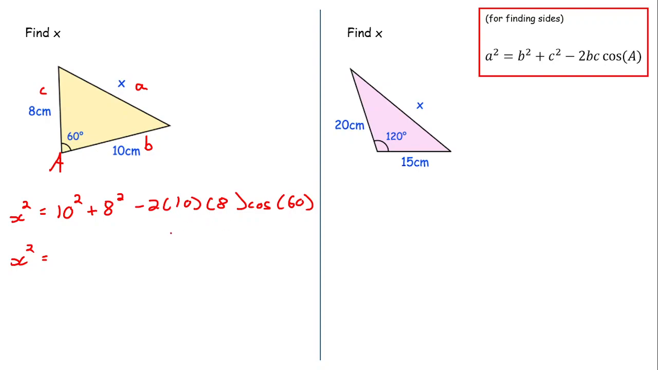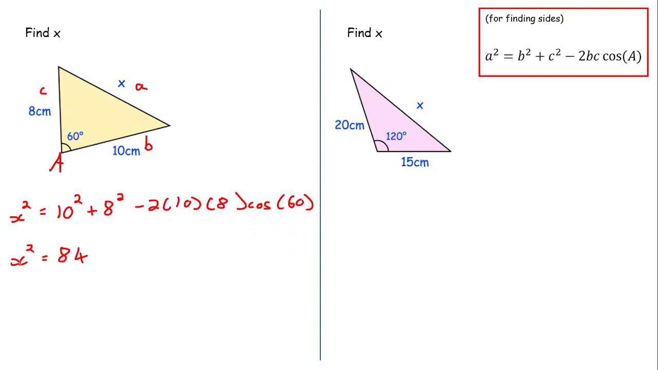You should get 84. You get a whole number, which you might think is a bit unusual, because cos 60 is an exact trig value. Cos 60 is actually equal to a half. So that's quite a nice one. You're doing 2 times 10 is 20, times 8 is 160, timesing it by half is 80, plus 100 from the squares, just to note that. That is an exact trig value.